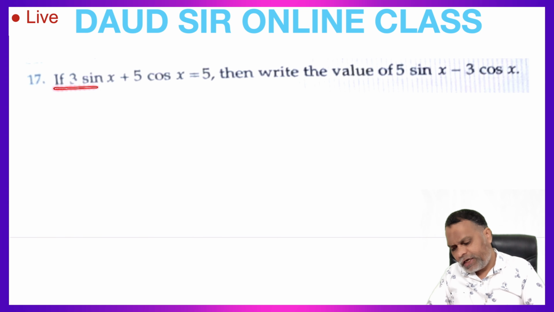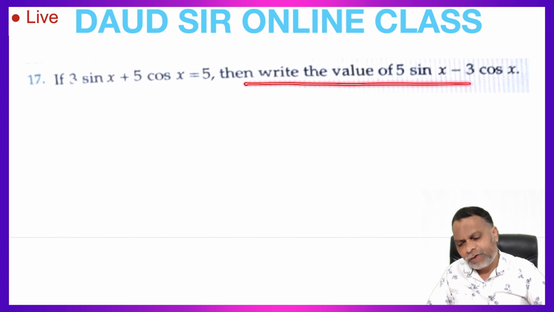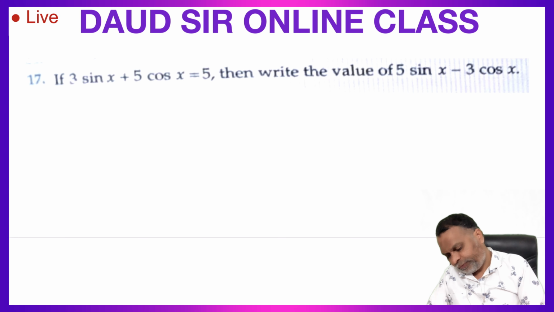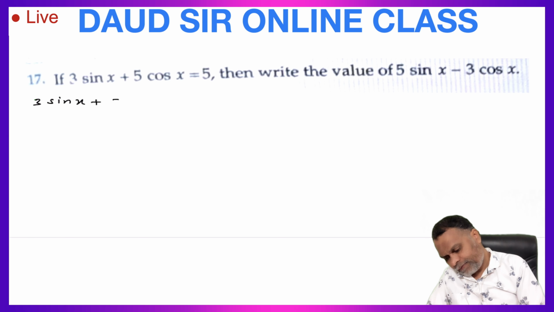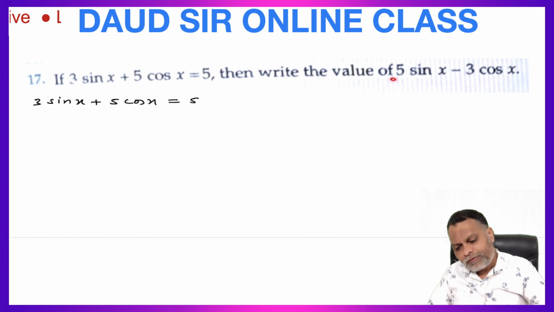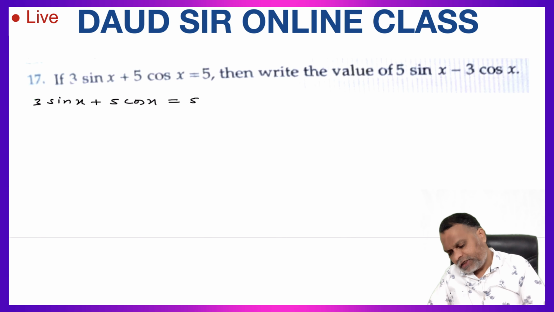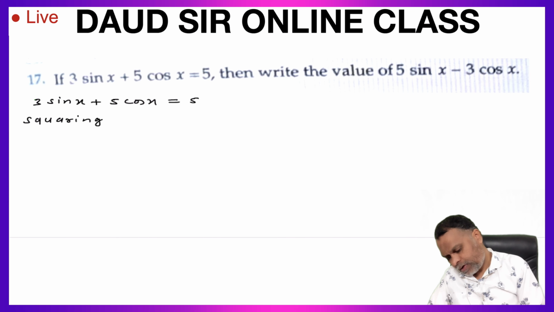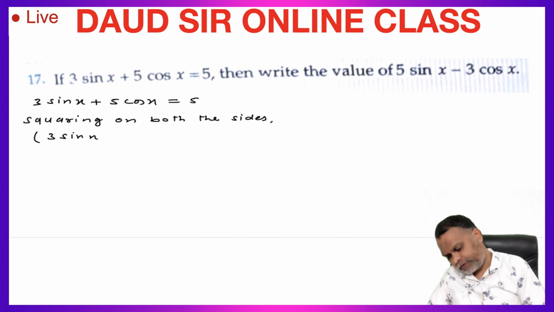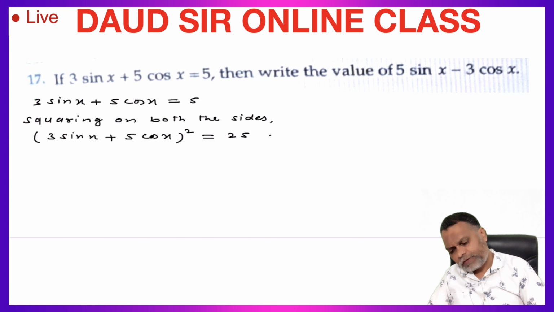Question number 17. If 3 sin x plus 5 cos x is equal to 5, then write the value of 5 sin x minus 3 cos x. Here 3 sin x plus 5 cos x is equal to 5, it is given. So we have to find the value of 5 sin x minus 3 cos x. So squaring on both sides, (3 sin x plus 5 cos x) whole square is equal to 5 square, 25. Suppose this is equation first.